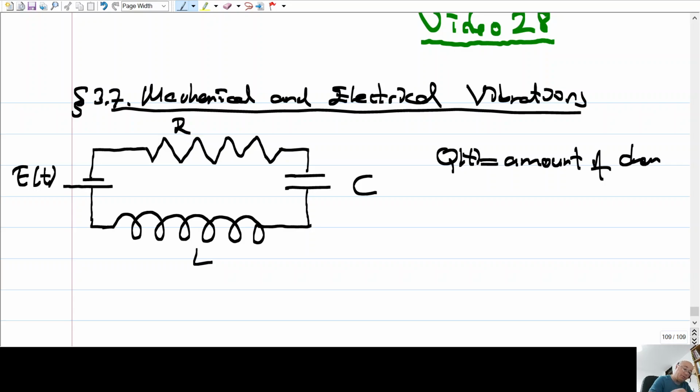Okay, so today we start so-called electrical and mechanical vibrations. Last time I made a presentation and we showed an example of mechanical vibration.